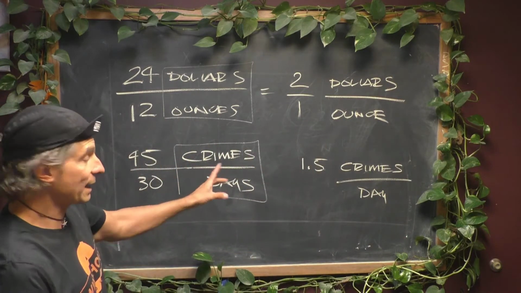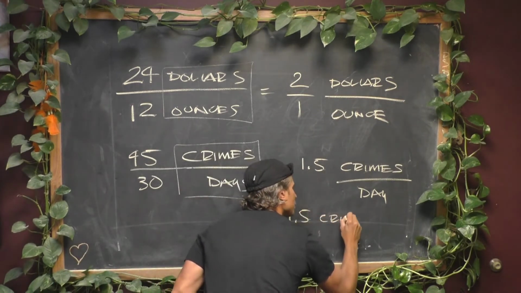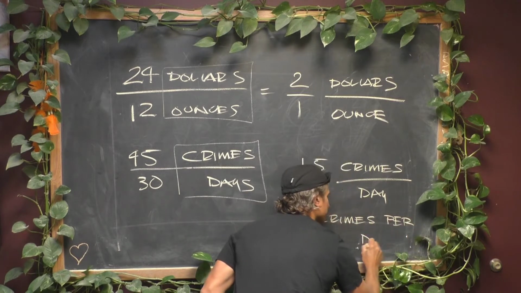You can also write it in English if you want. 1.5 crimes per day.